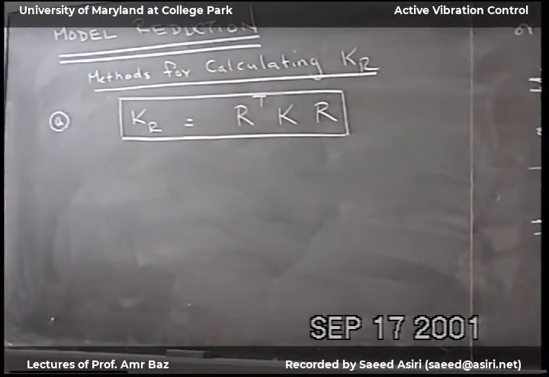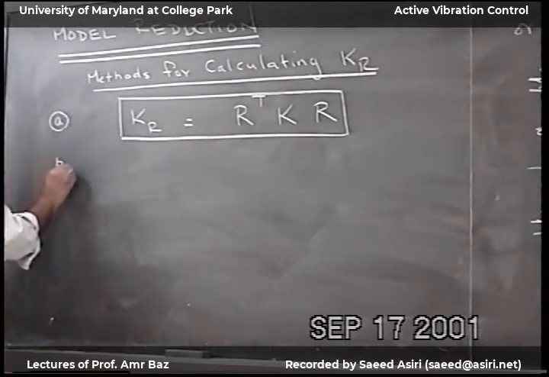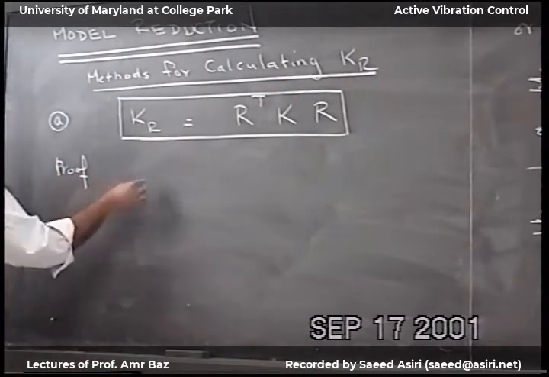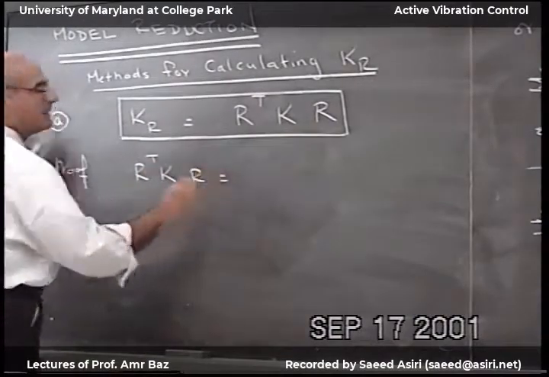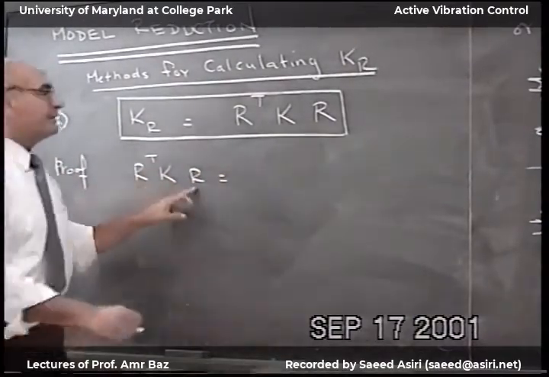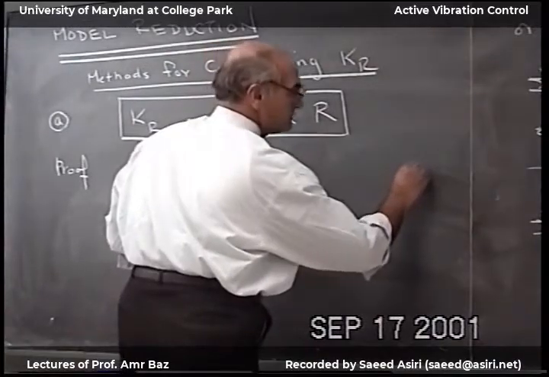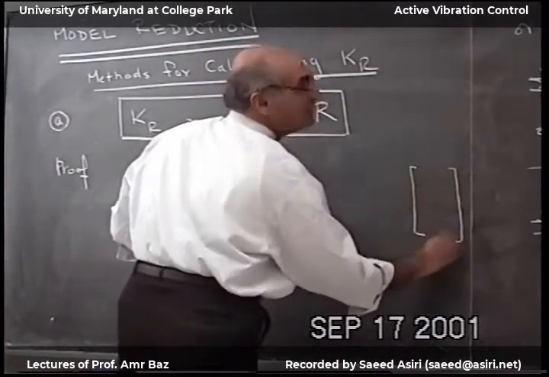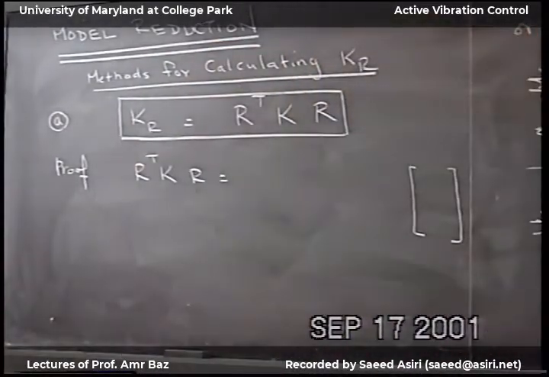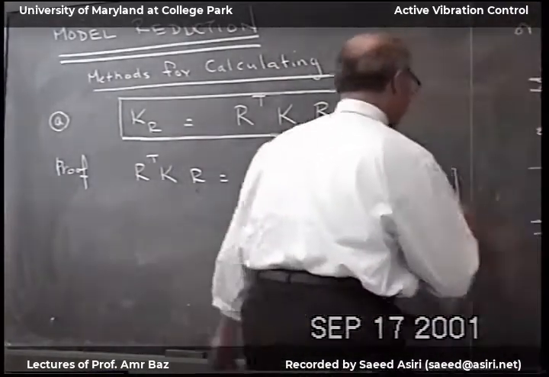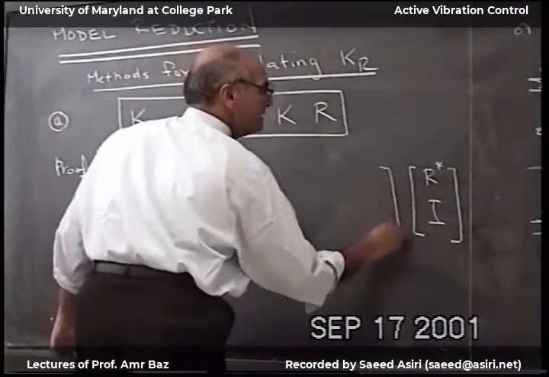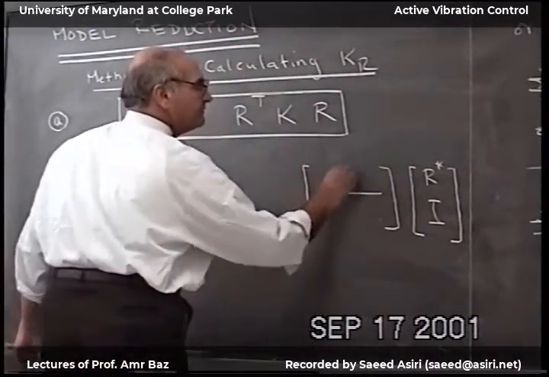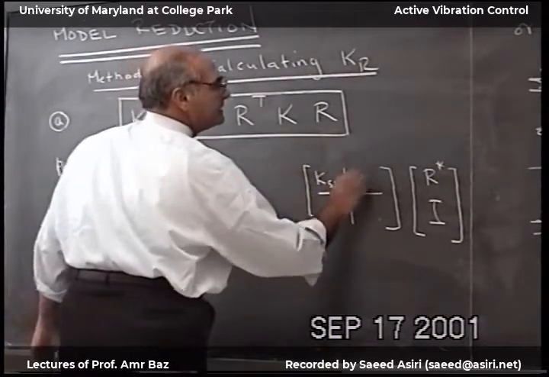A and R. And the proof of this is I'm just going to look at R transpose K and R. We have R, which is this matrix, R asterisk, identity matrix. And then K is the partition matrix, KSS.